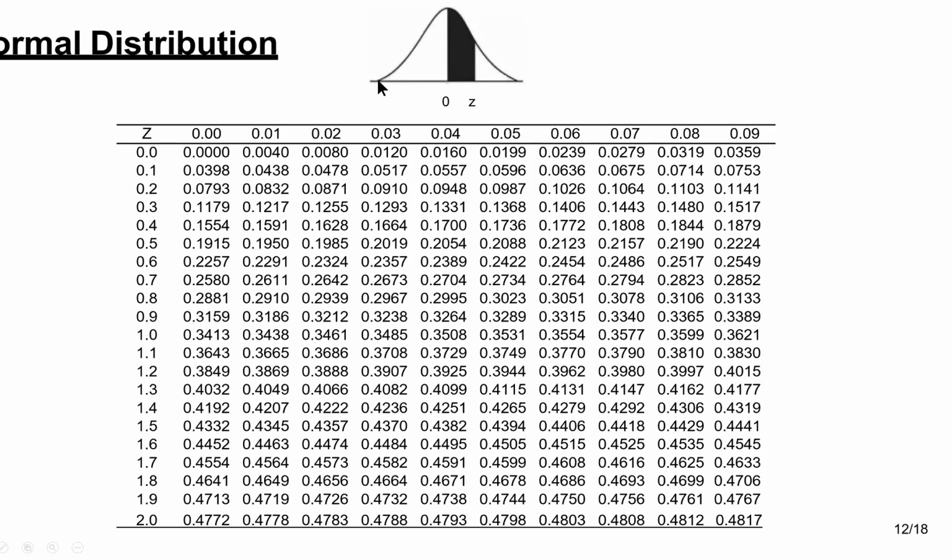Obviously from the very left side of the graph to 0, that's 50, that would be 0.5. This table doesn't actually go to 0.5 on the graph because I assume you know that.